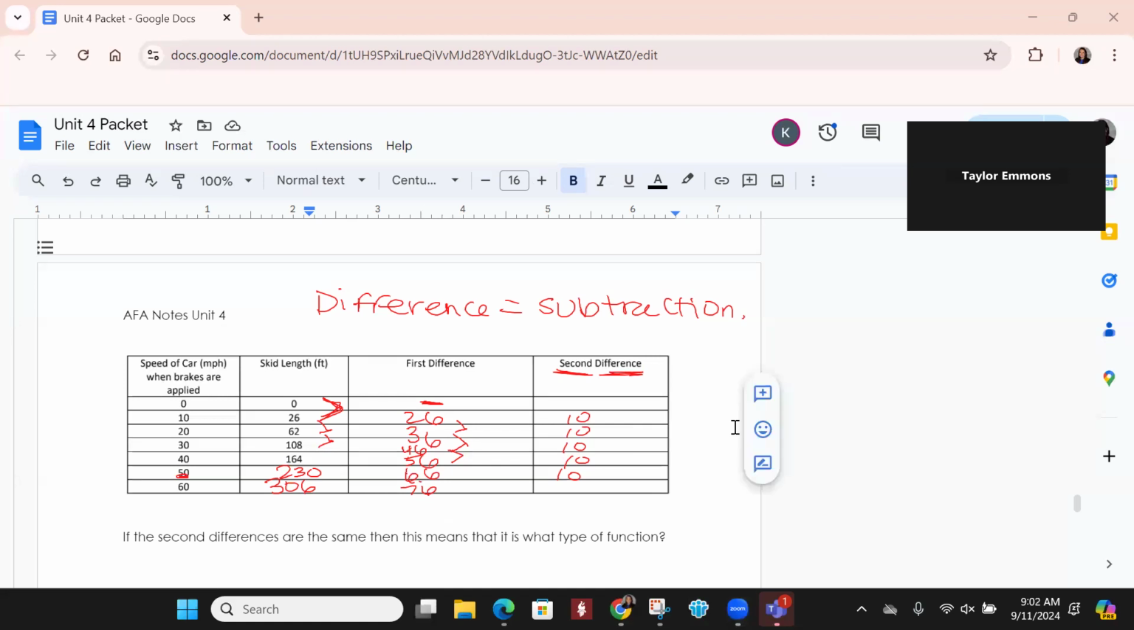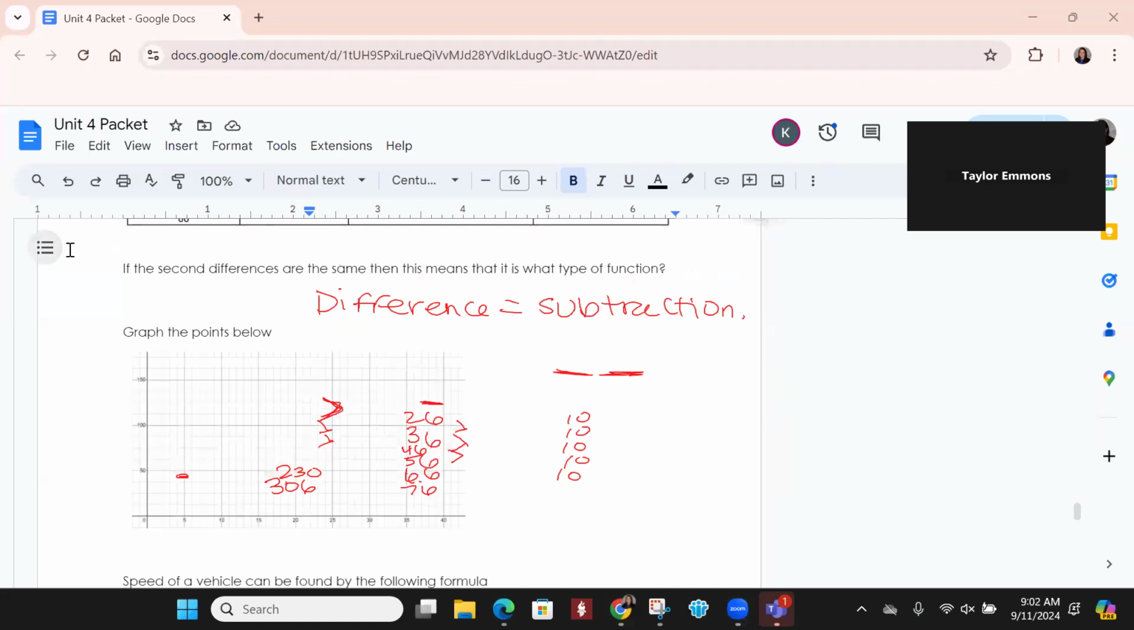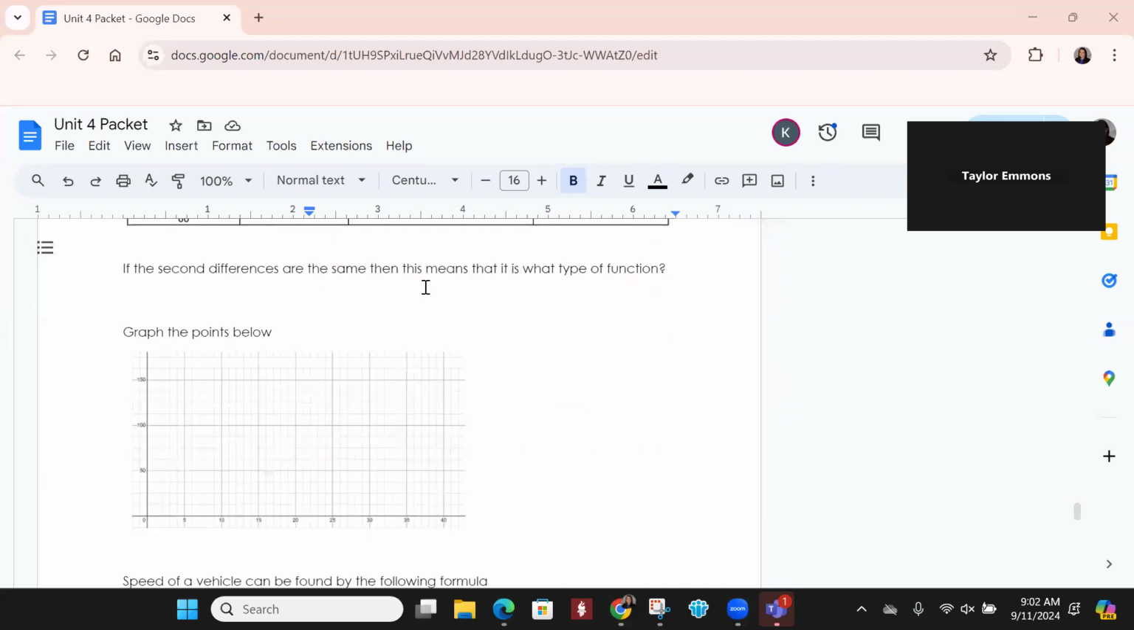All right, bring it back. If the second differences are the same, then this is what type of function? No. Linear would be the first difference is the same. Quadratic means that the second difference is the same. If the first difference is the same, that's when it's going to be linear.